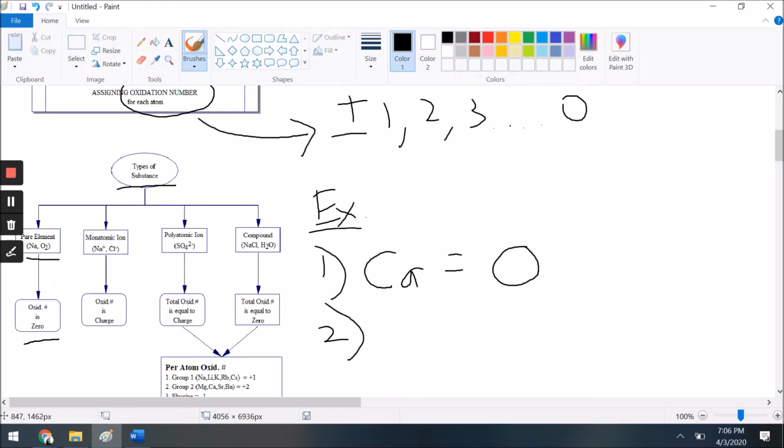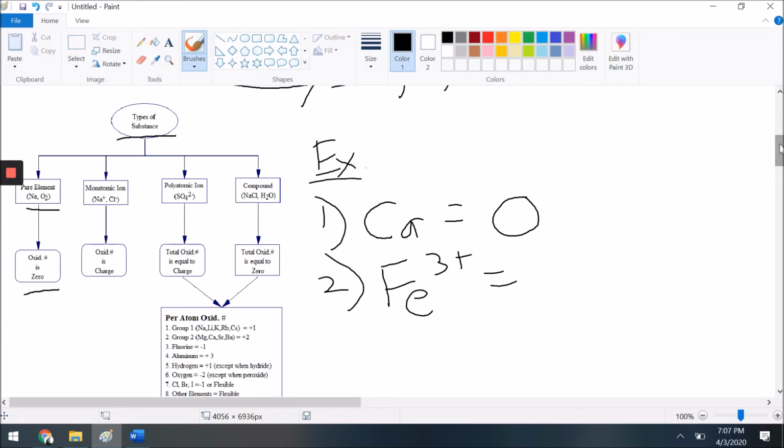Next, let's say you have this Fe 3 plus. Same thing. First I'm going to determine the type of substance this is. Is it a pure element? No. Is it a monatomic ion? Yes. Why is it a monatomic ion? Because you see there's a charge for this particular atom. When there's a charge, we call it an ion. The oxidation number is the charge. Since this substance has a charge of 3 plus, the oxidation number is going to be +3.